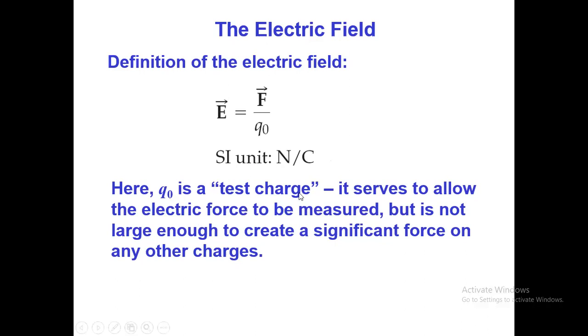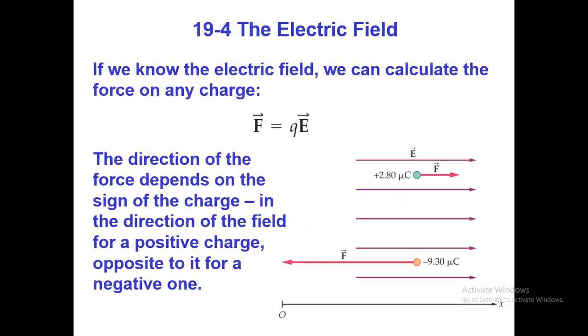Here Q naught is the test charge on which we are working. It serves to allow the electric force to be measured, but it's not large enough to create a significant force on any charge. Particularly, with the electric field, we can calculate the force on any charge. So the formula can be represented in this way.